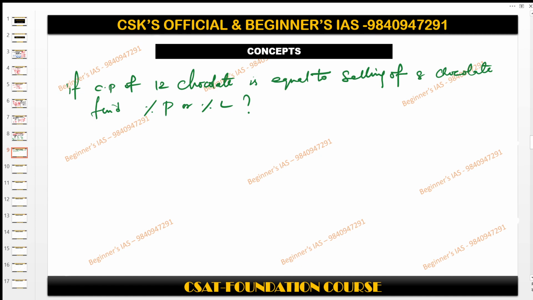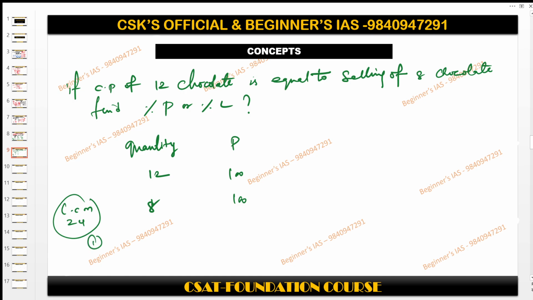So 50%. So here quantity 12, 8, price 100, 100. So what is the LCM? 24. Yes, sir. LCM is 24. Therefore you can make first equation into 2, 24, 200.